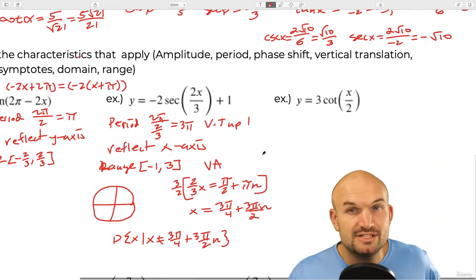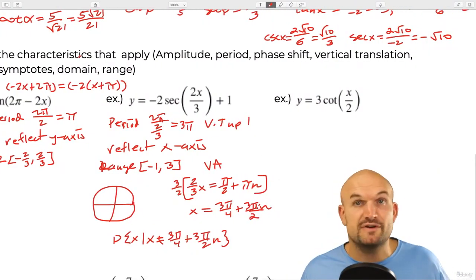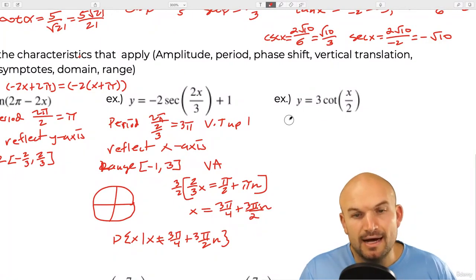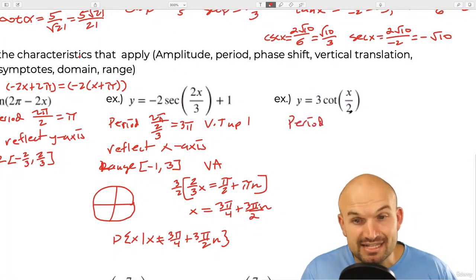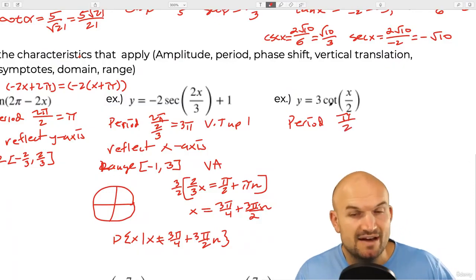All right, so now let's get into the cotangent. So remember, cotangent is very similar to the tangent function. The period is just going to be pi divided by b. So in this case, it's pi divided by 2, which is just going to be pi halves.